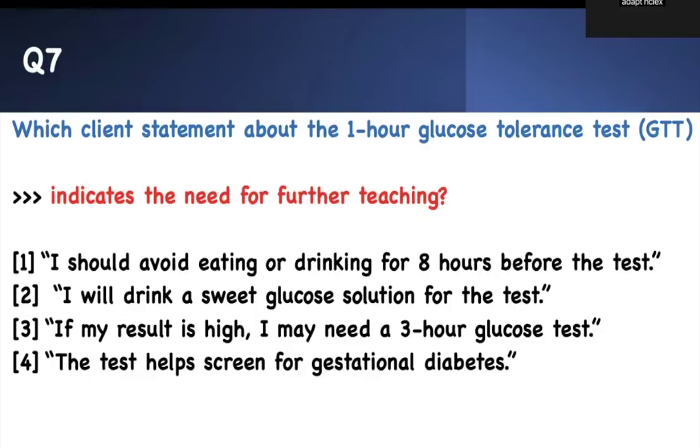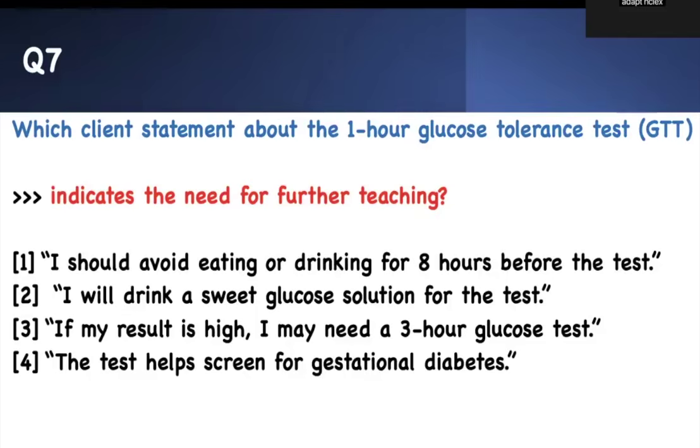Test taking strategy. I see 1 hour glucose tolerance test, and I look for gestational diabetes. Were you pregnant? And if your glucose is high, you have gestational diabetes. Therefore, 4 sounds good. I don't know what it means, gestational diabetes, but I know I'm looking for your glucose and you're pregnant. Therefore, you are in a gestational state, and if you have diabetes, we combine together, we make you gestational diabetes. That's how you name it.